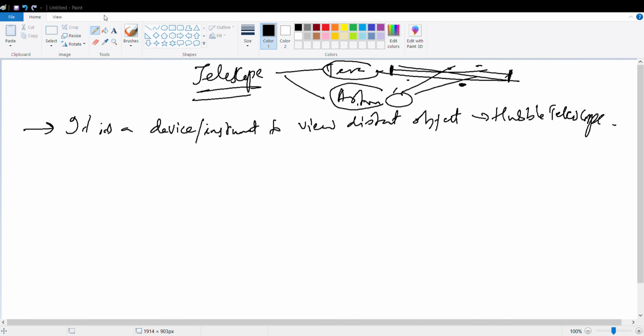Can we see a video on the compound microscope, because that will help us to understand better? One minute. Compound microscope.